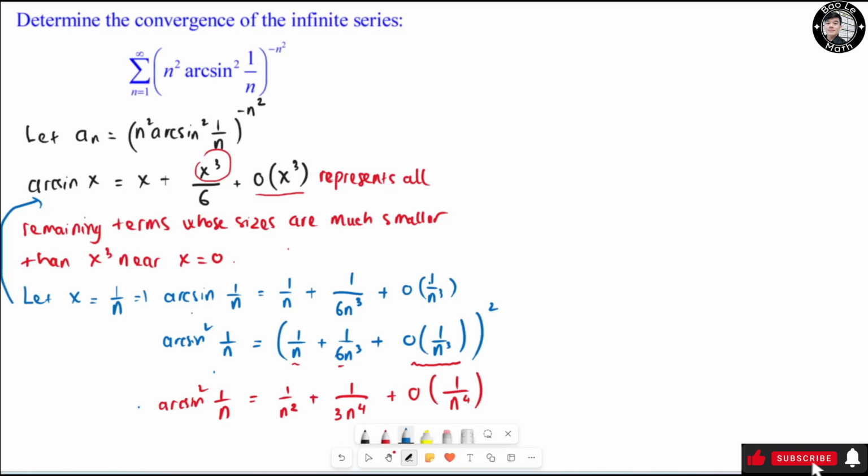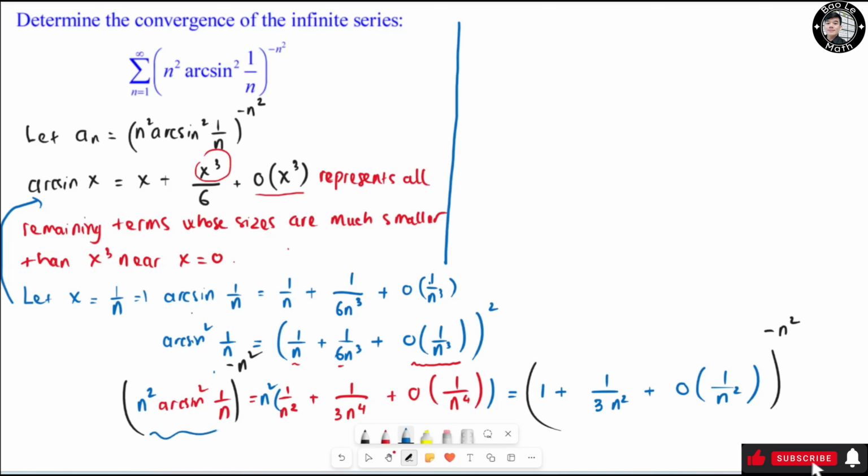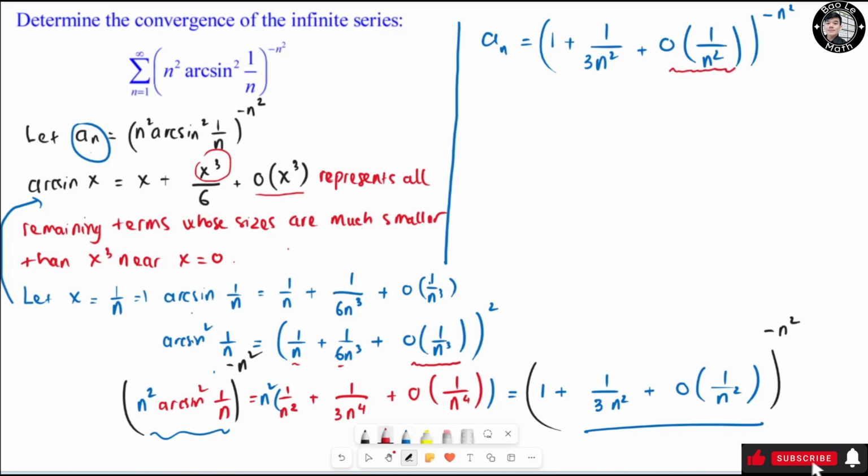Now I'm going to multiply both sides by n squared. So this turns out to be 1 plus 1 over 3n squared plus o of 1 over n squared, right? Now I'm going to raise both sides to the negative n squared. And this right here is actually a sub n, so a sub n equals this. Since this term is much smaller than this one, I'm going to take the limit of both sides of a sub n when n approaches infinity.